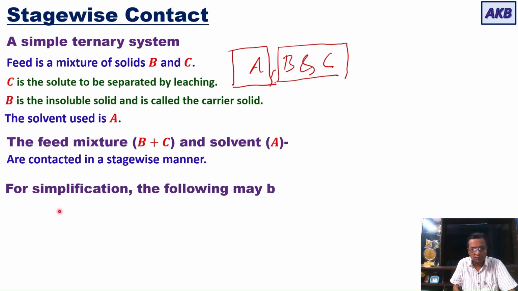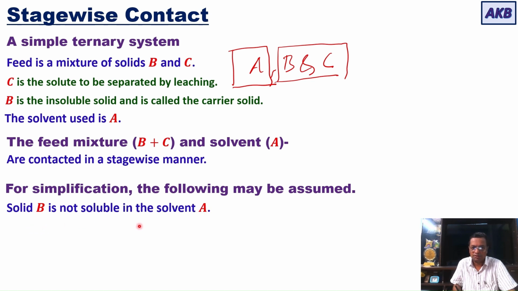And in order to simplify the analysis, you may assume some things. The following may be assumed. Solid B is not soluble in solvent A. You can assume that out of B and C, only C is soluble in A, whereas B is not at all soluble in solvent A. Solid B is not at all soluble in the solvent A.